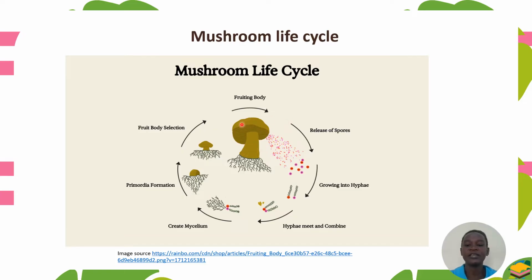So we are saying a fully grown mushroom will produce the spores, and those spores will grow into the hyphae. The two hyphae, once they meet, will create mycelium. Then mycelium will form primordia. We call it primordia mushroom. From the primordial mushroom, the fruit body will come out later on, forming a fully mature mushroom. So that's the life cycle of the mushroom.